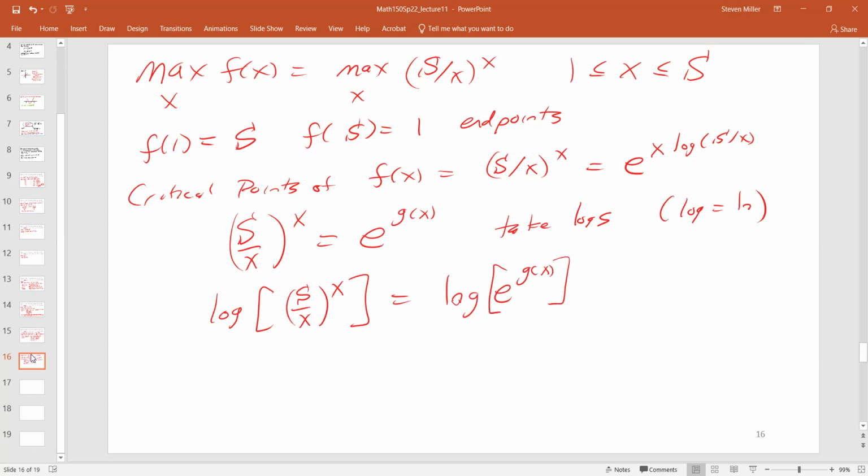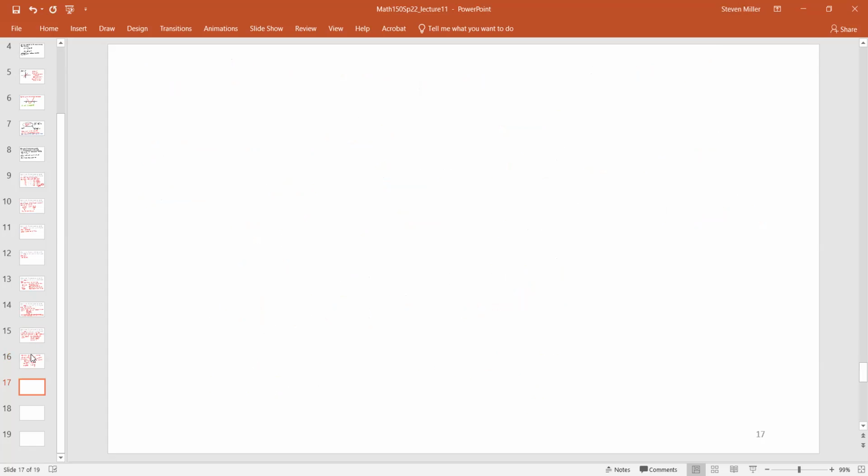And another reason I want to do this problem is it allows me to review logarithms. What's the log of e to the g of x? That's just the power rule. It's just going to be g of x times the log of e. Well, what's the log of e? That's just 1. And on this side, I'm just going to get x times the natural log of s over x by the power rule. And so there's my g of x. My g of x is just x log(s/x). So I can replace (s/x)^x with e to the x log(s/x). All right, so my function is f of x equals e to the x log(s/x).